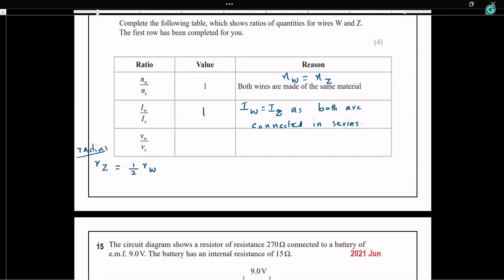Since the radius is given, we can calculate the area of W. Area of W is pi rW the whole square, and area of Z is pi times half rW the whole square, because the radius of Z is half the radius of W. So instead of rZ, I substituted half of rW the whole square. This is equal to 1 by 4 pi rW square. So AZ is 1 by 4 pi rW square.